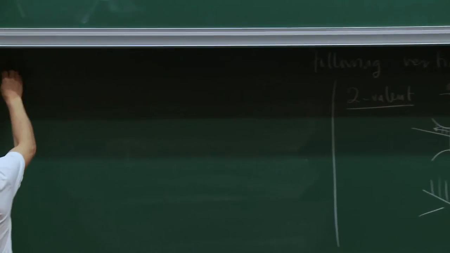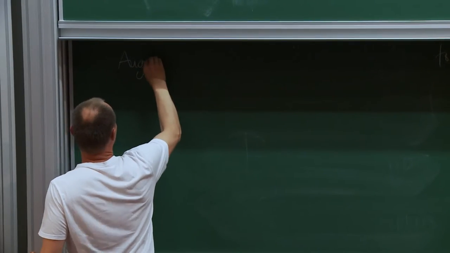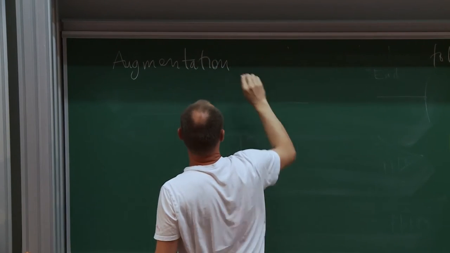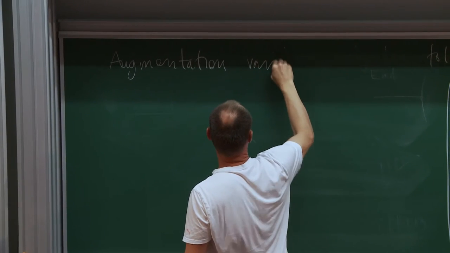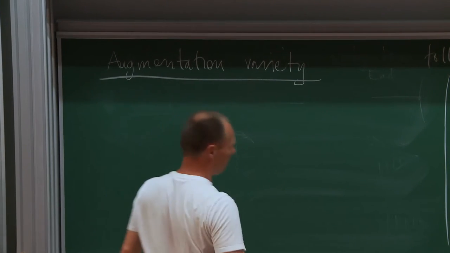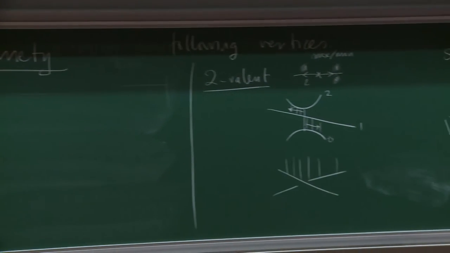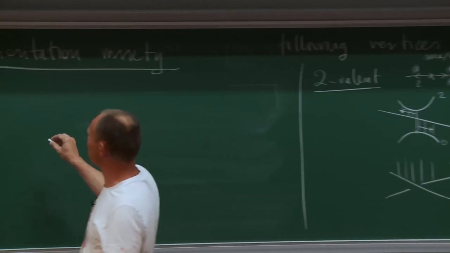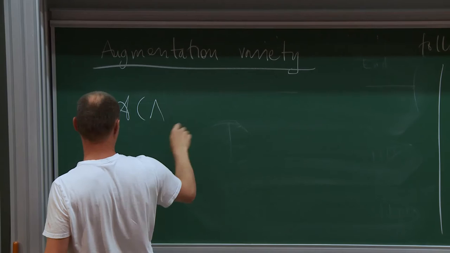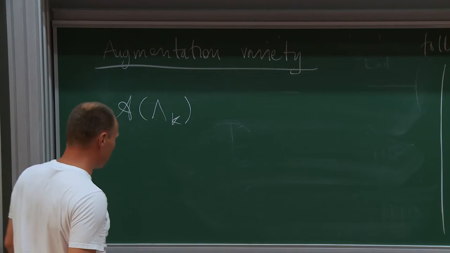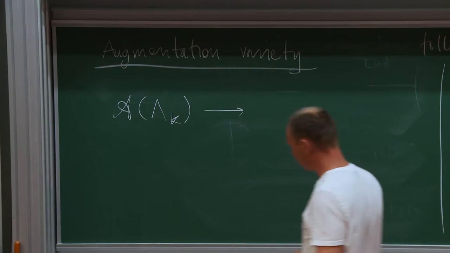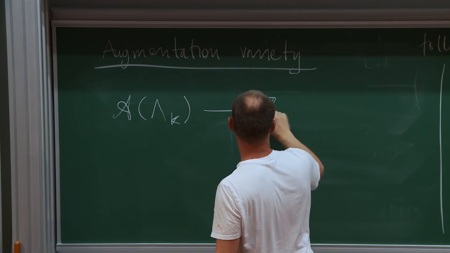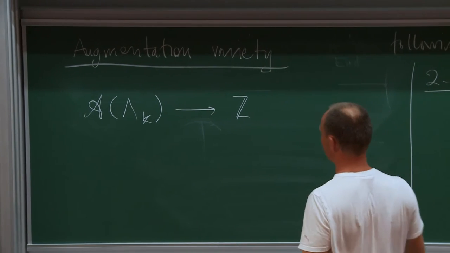So I want to talk about the augmentation variety, which is probably the most important invariant derived from this contact homology. So we have our algebra, this A of lambda k, and we can look at the locus where you have a chain map into integers. Maybe I will switch at some point to some other coefficients, but it doesn't matter.